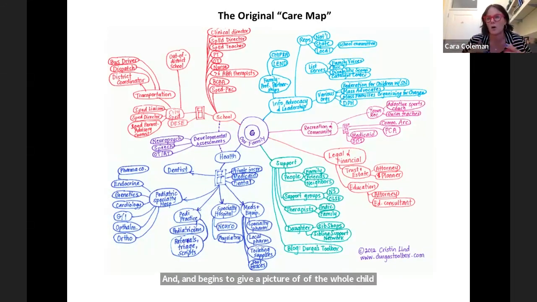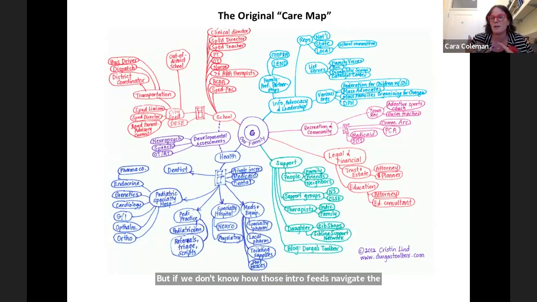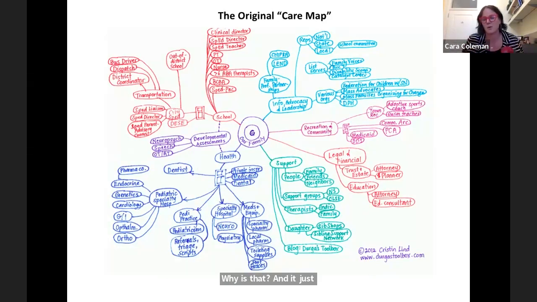Sometimes when we're meeting in the four walls of a clinic office, we can write an order for enteral feeds. But if we don't know how those feeds navigate the day with the child, from the appointment to school, to PT, to adaptive rec, it's really hard to know whether that enteral order is going to be able to move with a child through a life. So a care map is a way to demonstrate all of those things and open up opportunity for questions like, you missed an appointment, why is that? It really brings us forward in connection and collaboration in different ways.